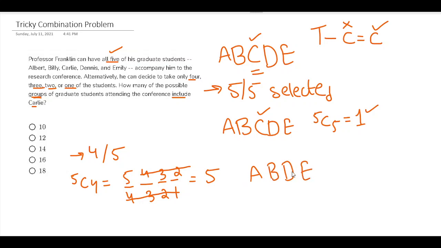Now, this combination over here does not have C in it. So it is one case, one grouping possible, which does not have C. And since I'm interested in grouping which has C, why don't I subtract that? 5 minus 1 equal to 4. Now, these are the combinations which definitely have C.